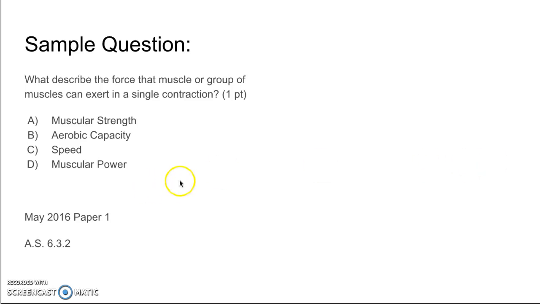So in this question, you have to be careful. It's a very tricky question. This is a definition of one of these, right? It's a word-for-word definition. The term force, we automatically want to assume is related to power, and we can't do that. Power is comprised of 2 things, strength and speed. So we're only looking at force. So here, the best answer is going to be muscular strength.